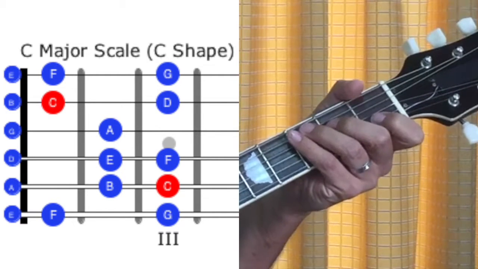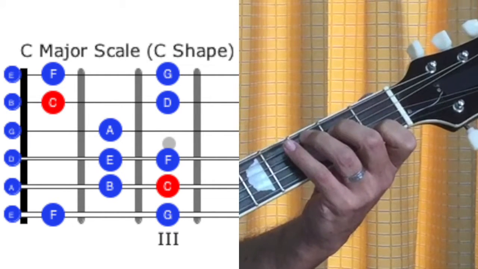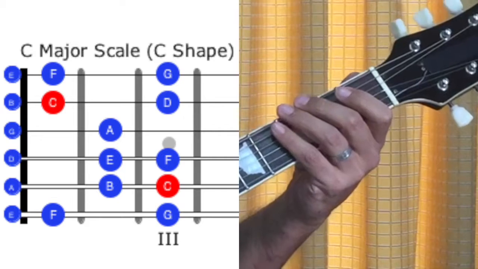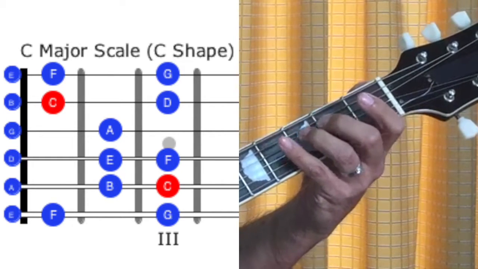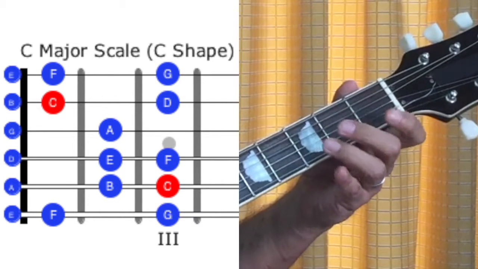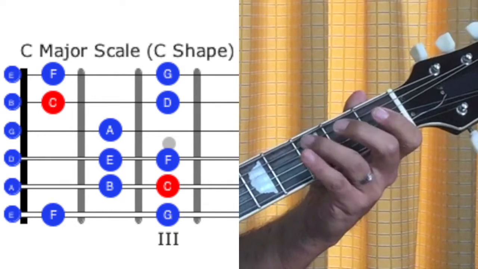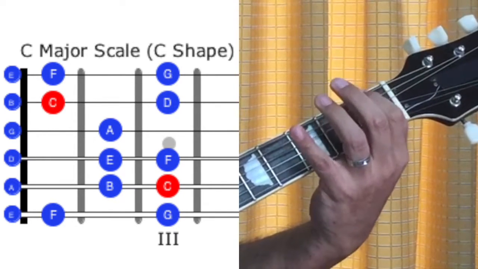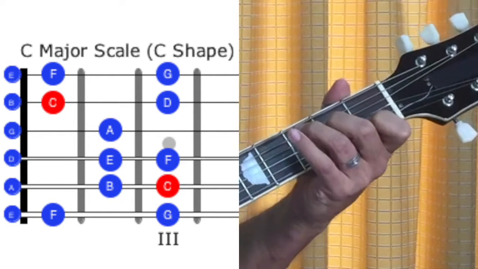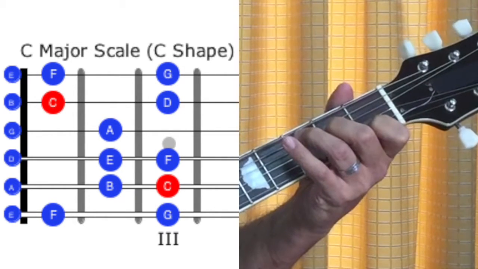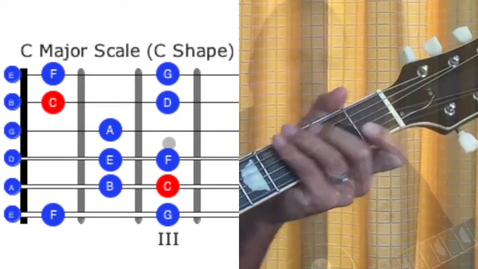Our first C major scale shape, pattern 1, is based on the open position C chord. So if you know this shape, there's a scale right underneath it. And that's pattern 1. All right, so I encourage you to check out the blog article because there is a diagram there for you so you can work it out in time.